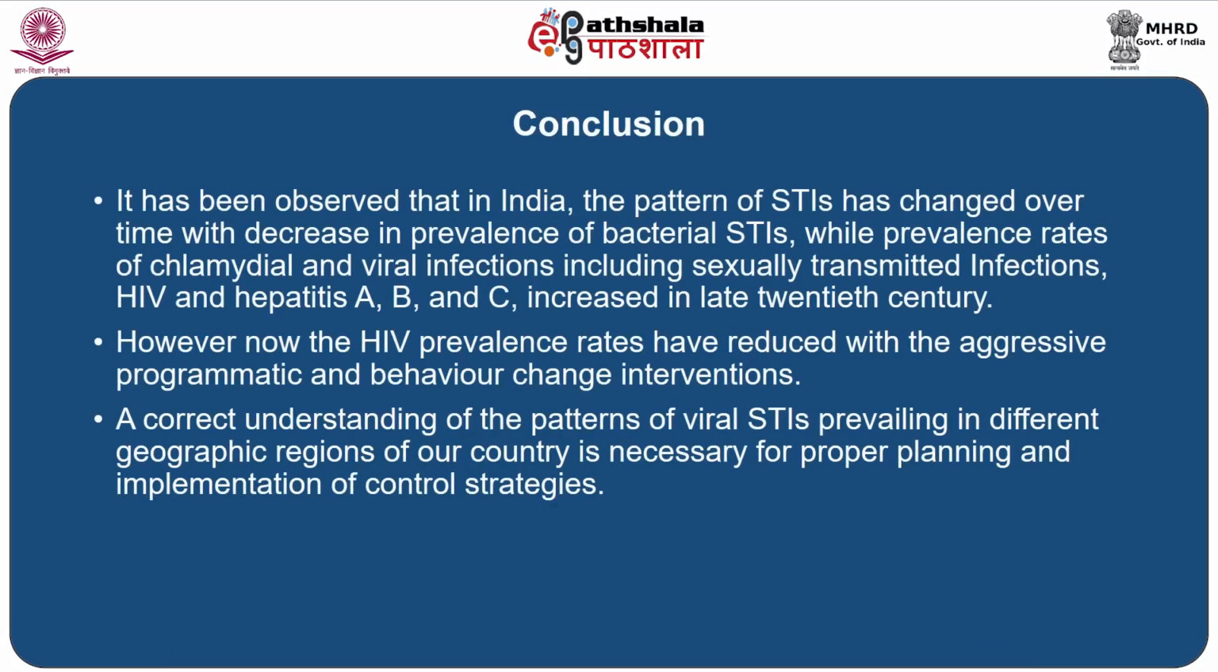To conclude, we can say that it has been observed that in India, the patterns of STIs have changed over time with decrease in the prevalence of bacterial STIs, while the prevalence of chlamydial and viral infections, including STIs like HIV, hepatitis A, B, and C, have increased over the last 20th century. However, now the HIV prevalence rates have reduced with aggressive programmatic and behavioral change interventions. A correct understanding of the pattern of viral STIs prevailing in different geographical locations of our country is necessary for proper planning and implementation of control strategies.